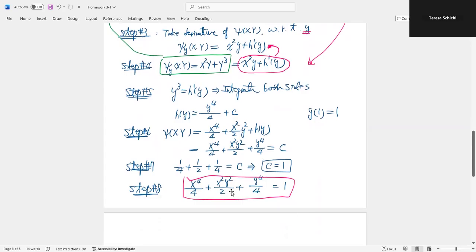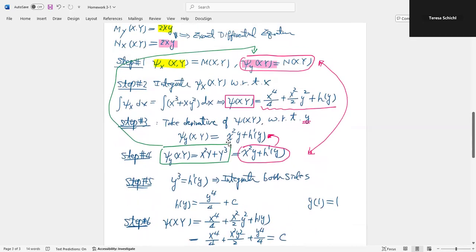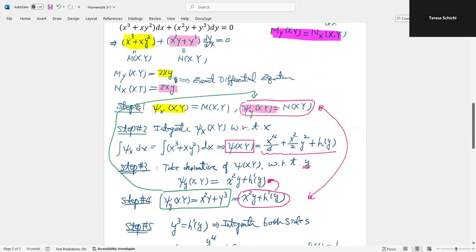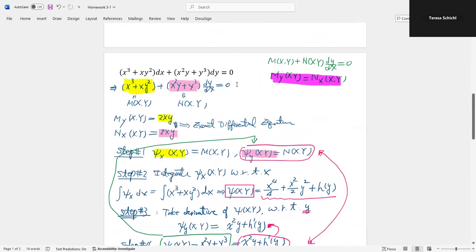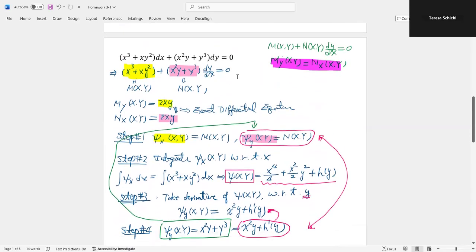I like to check that the partial derivatives are equal to each other. That means you will be able to use the exact differential equation method and just follow the steps. You will get it. All right, that's it. And I hope this will help you to solve your problems.